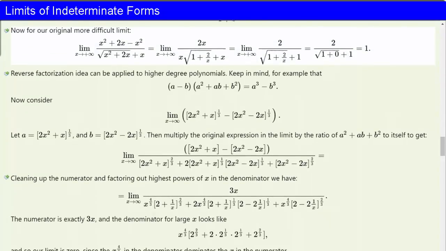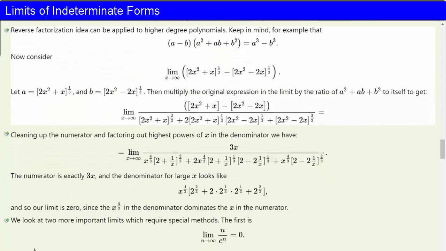Now let's attack our original more difficult limit, which was the limit as x tends to infinity, when simplified, of 2x divided by, and then in the denominator we factor the x squared out of the square root, so it becomes an x times the square root of 1 plus 2 over x, and then cancel that with the x in the numerator. So we end up with a limit of 2 over radical 1 plus 2x plus 1, and we get a limit of 1.